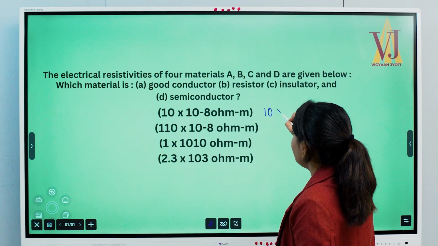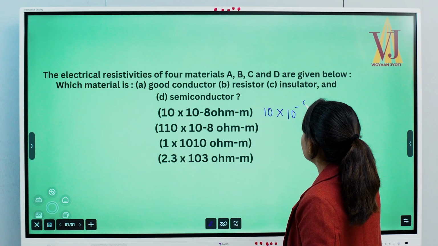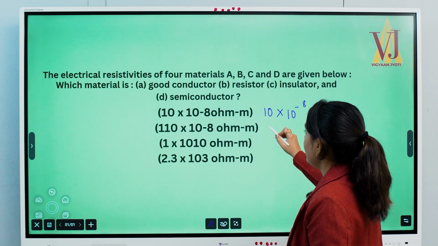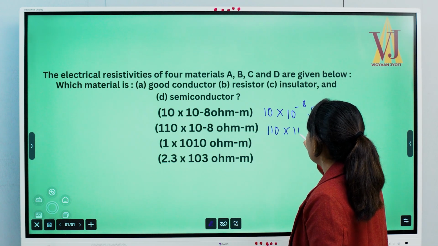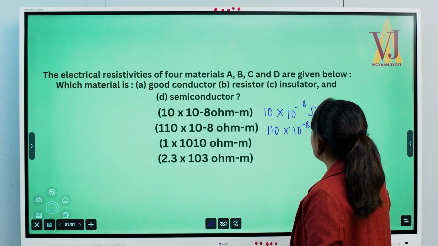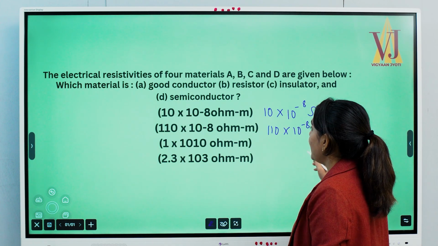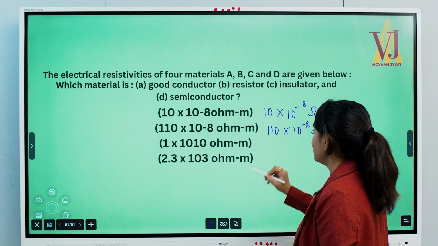Okay. So 10 into 10 to the power minus 8 ohm meter. These are all resistivities. Next 110, 10 to the power. What is the meaning of resistivity? That means if you have a length of 1 meter and an area of cross section of 1 meter square, then you are going to get this as resistance.